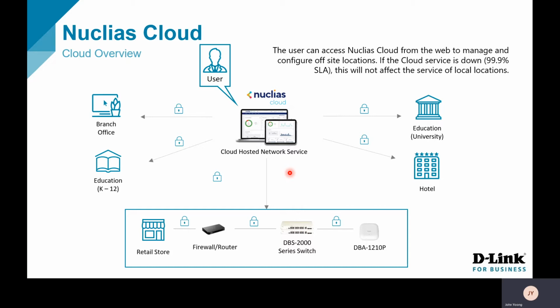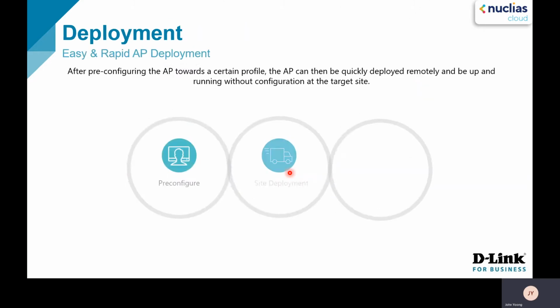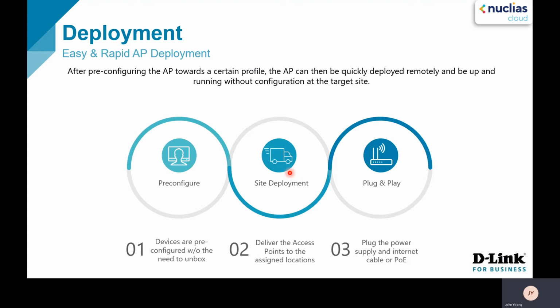And we ensure that we have 99.9% SLA. But in case our cloud services is down, all the services, for example the AP and switch, will still carry on working. Don't need to worry. So for Nuclias Cloud, we support unlimited devices. And the deployment is very, very straightforward.